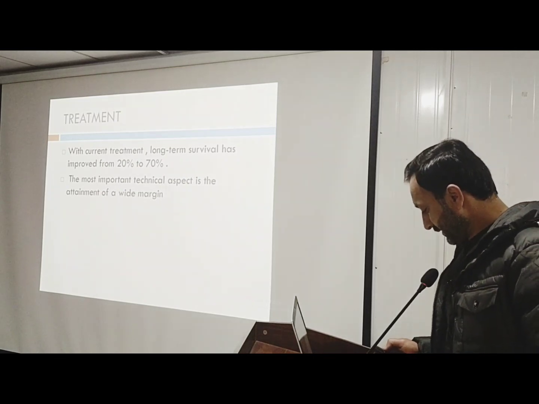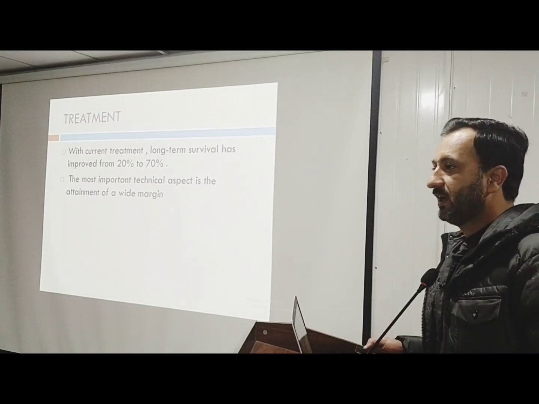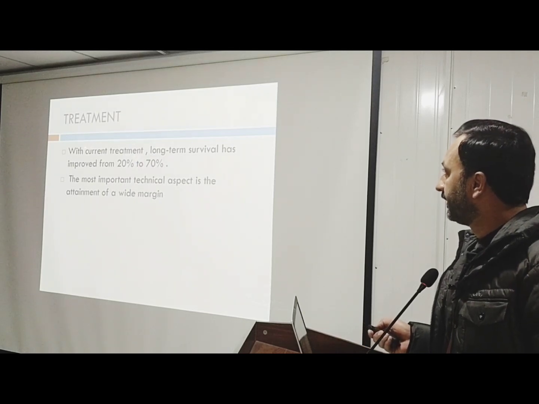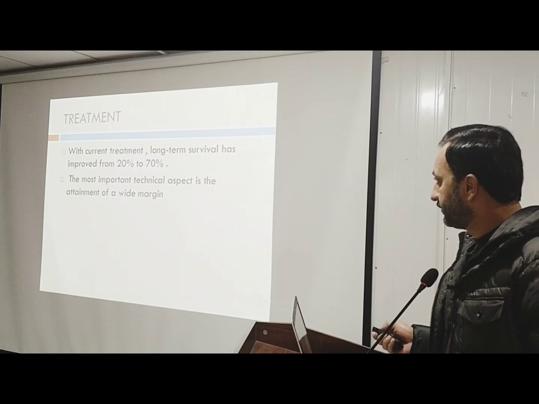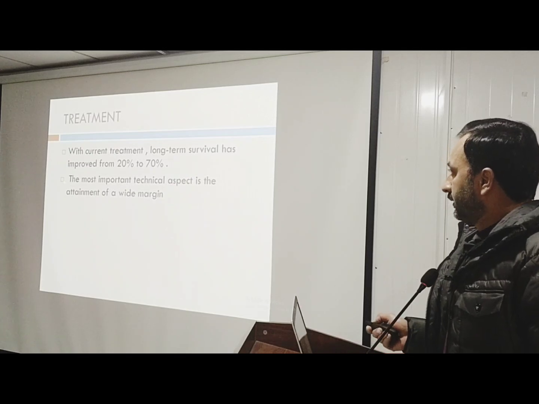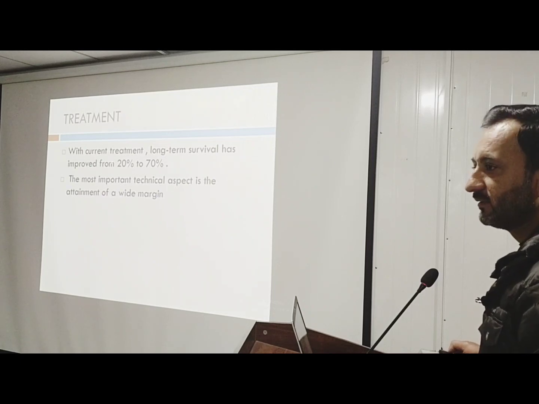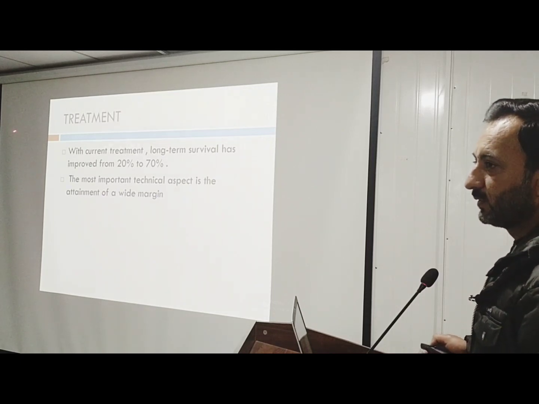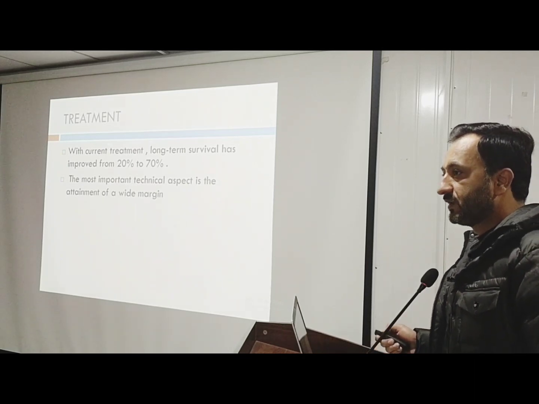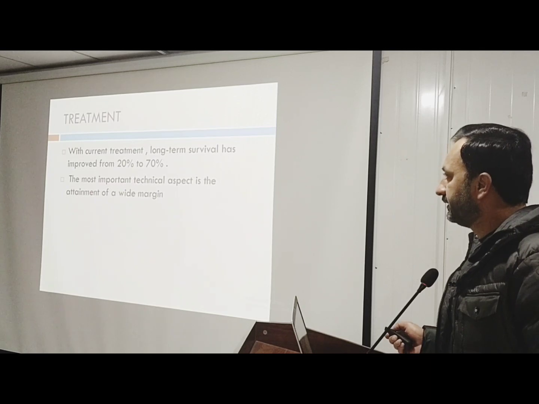So the main thing is the treatment of this osteosarcoma. Once you have done the investigation, you have done a proper biopsy, and you have made your mind clear that it's osteosarcoma. With current treatment, long-term survival has improved from 20 to 70%. The 5-year survival rate is 20 to 70%. The most technical aspect in osteosarcoma is wide margin resection. With advanced technologies of neoadjuvant chemotherapies and radiation, we have achieved wide margins. It's a limb salvage surgery.